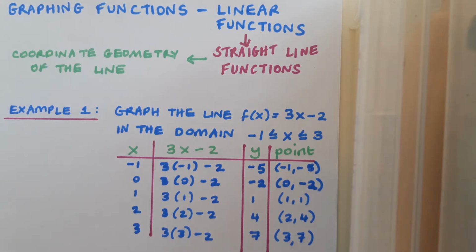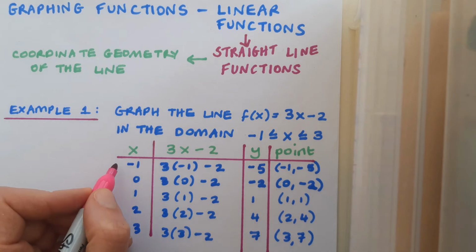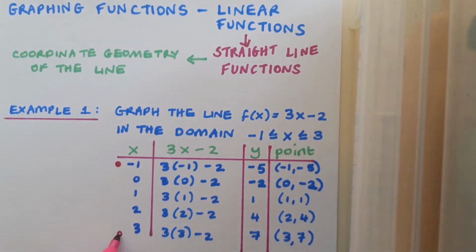Now, because we're dealing with linear functions, it's important to note that when we go to graph, we don't actually need every single piece of information in this table. It's fine for me to use every piece of information if I'd like, but the first and last points will do me fine. So to graph this line, -1, -5 and 3, 7 will be enough.